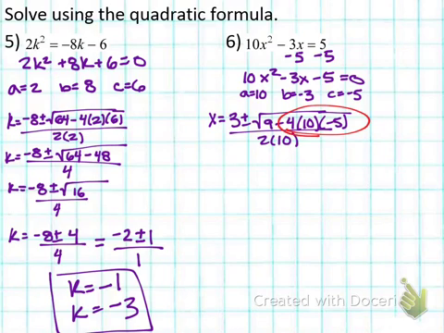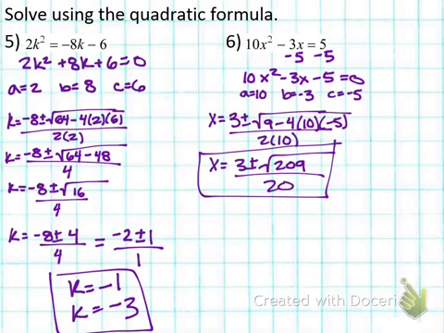Okay, 4 times 5 times 10 is what I'm thinking about now. 4 and 5 is 20. 20 times 10 would be 200. And I have 2 negatives, so this is a positive, so it would be positive 200. 200 plus 9 is just 209. So I get 3 plus or minus the square root of 209 over 20. And as far as I know, 209 cannot be simplified anymore, so that would be our final answer here.